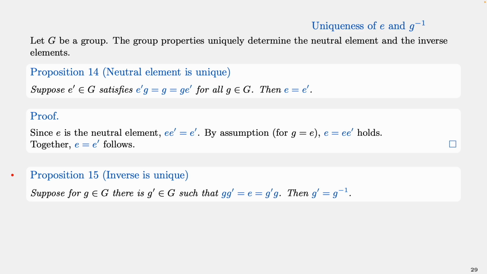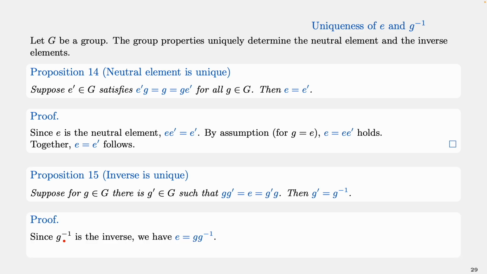And a similarly subtle proof is the proof that the inverses of an element are unique, or the inverse is unique, I should say. So suppose we're given an element G in our group, and there's some element G prime that satisfies G times G prime is the neutral element, and G prime times G is also the neutral element. Then this G prime has to be the inverse element of G. So there can be no two distinct elements that behave like an inverse. It has to be the unique inverse in the group.